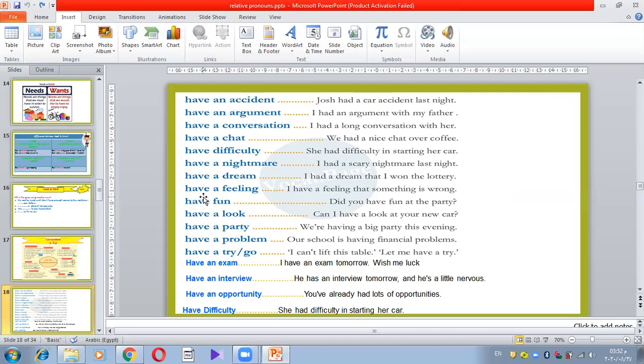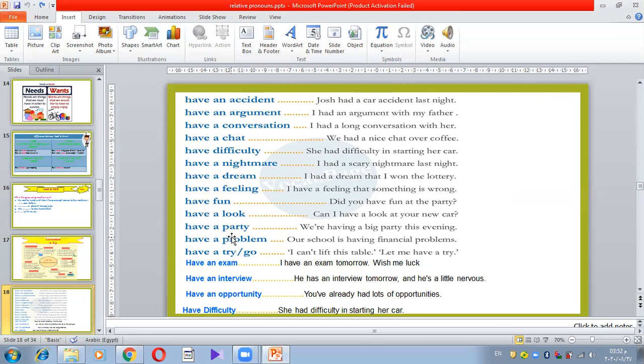Have a feeling. What is meant by have a feeling? It means you feel something in your heart. Feel something good is going to happen, something bad is gonna happen. I have a feeling that something is wrong. Have fun. Did you have fun at the party? Have a look. Come and look at something. Can I have a look at your new car?